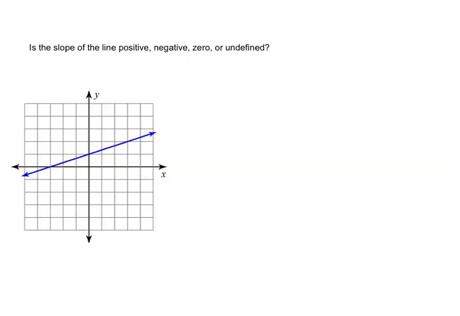If I'm looking at this graph and I am asked to determine whether the slope is positive, negative, zero, or undefined, because we are starting from the left going right and it is uphill, this would be considered a positive slope.